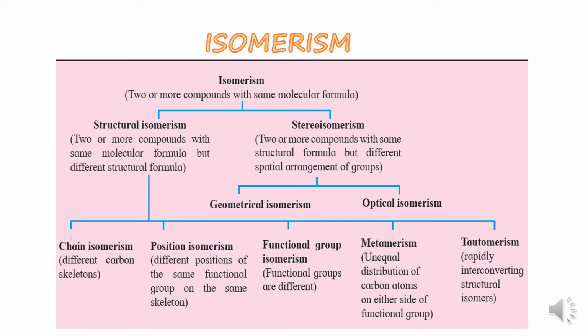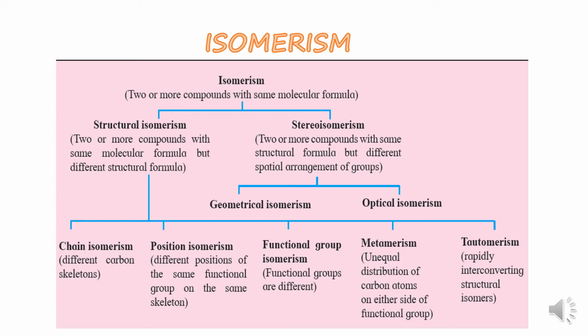Isomerism is of two types: structural isomerism and stereoisomerism. In structural isomerism, you will see the same molecular formula but different structural formula, and in stereoisomerism, you will see two or more compounds with the same structural formula but a different spatial arrangement of the groups in a particular compound.